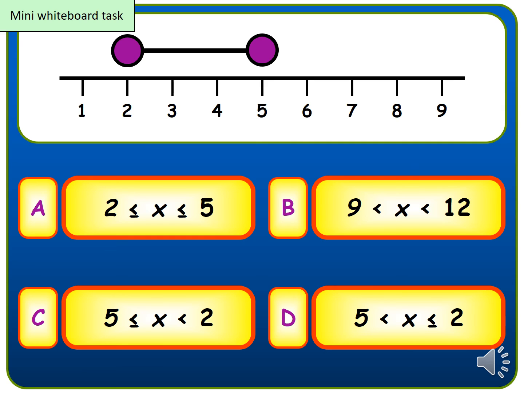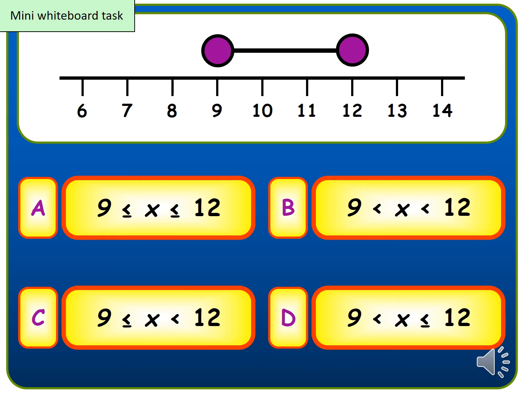Welcome back. So the two values are 2 and 5. Our x values are going to be between 2 and 5. Now we're looking for all of the values which are greater than or equals to 2 and less than or equals to 5, and that will give us option A.